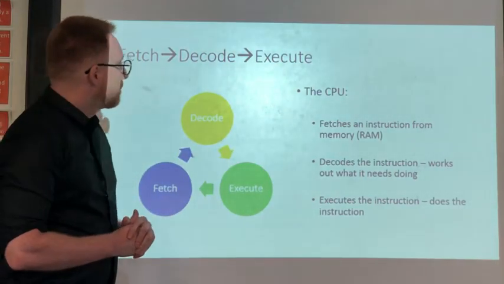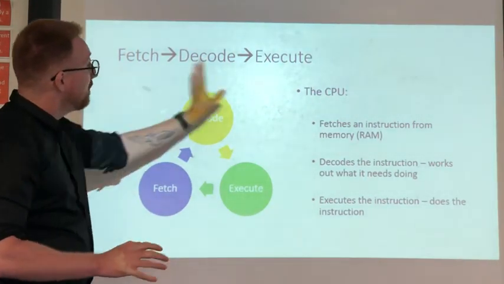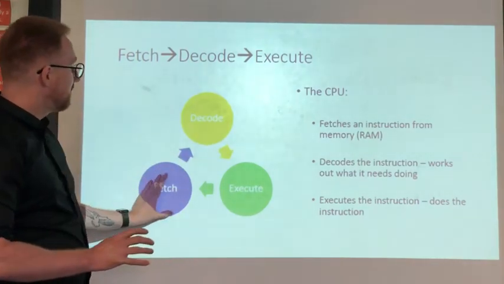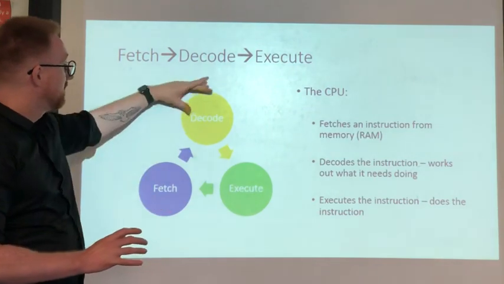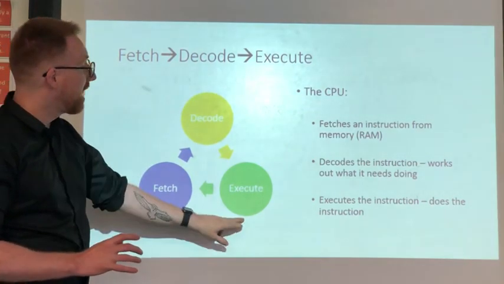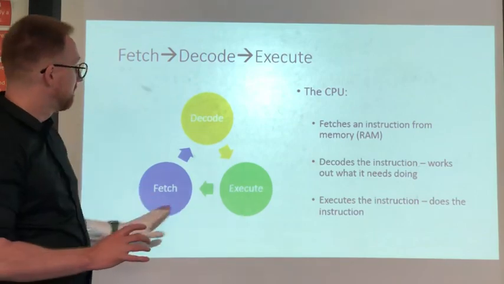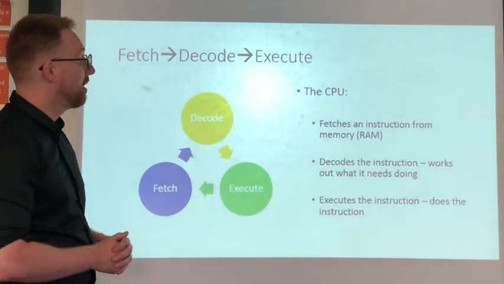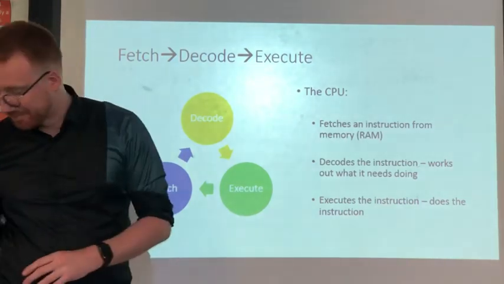So, just to clarify, we can view this whole thing as a cycle. The CPU fetches the instruction, decodes it, works out what the instruction requires it to do, and then it executes the instruction. Fetch, decode, execute. That's all the CPU is ever doing.